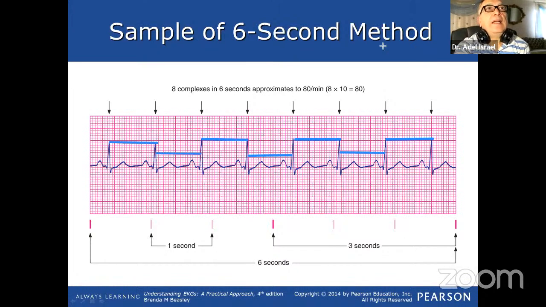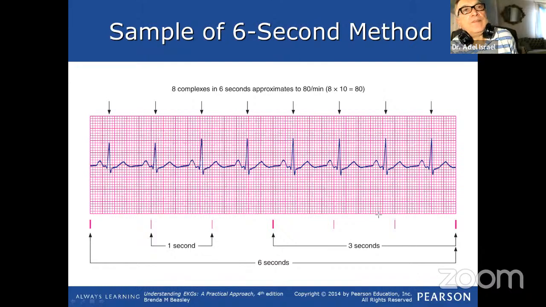So let us go with something also important. If I ask you about the third step, the P wave, what do you think? Is the P wave normal? Yes, it is normal. Why? It is smooth, upright, and each P wave precedes a QRS. You see, P wave before QRS, P wave before QRS, and so on. So this is a normal P wave.